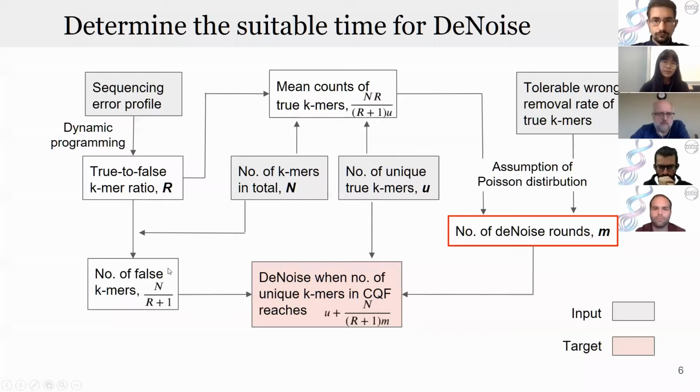The number of false k-mers is computed based on the true to false k-mer ratio and the number of k-mers in total. Our goal is to remove all false k-mers in n rounds of denoise evenly in order to minimize the size of CQF. To do that, the denoise is triggered when the number of unique k-mers in CQF reaches a certain threshold, which is the number of unique true k-mers plus the number of false k-mers, divided by the number of denoise rounds.